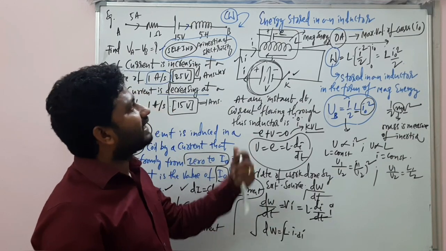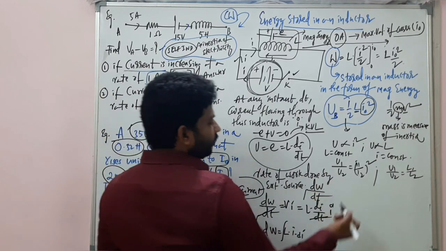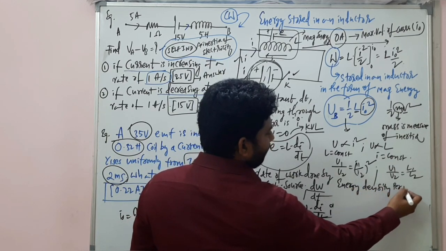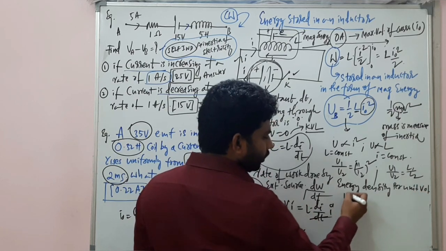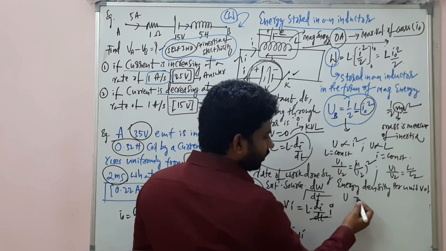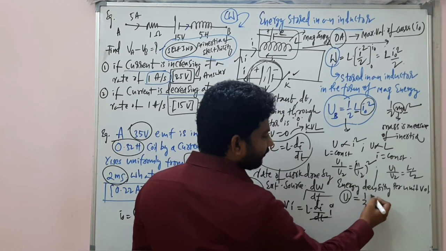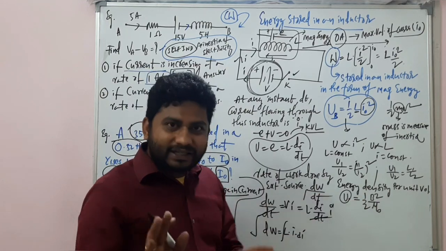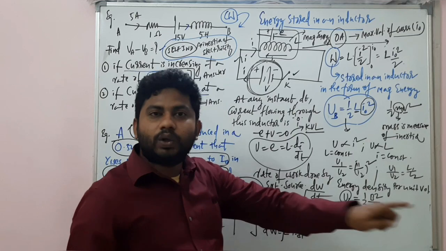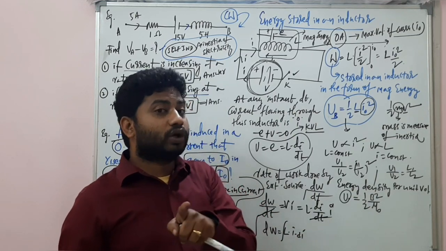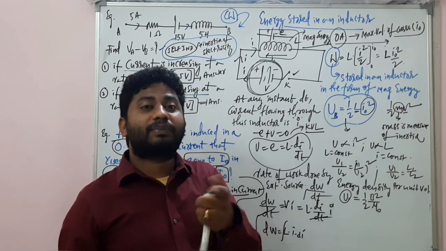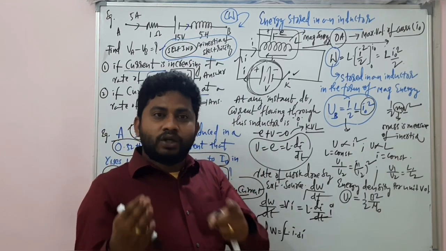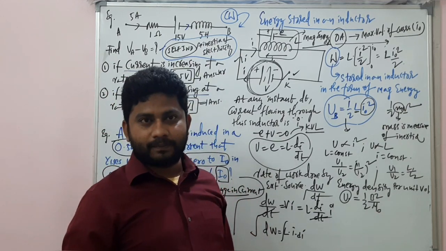Alright. Now, one more thing. The last part of this energy stored in an inductor is the energy density per unit volume, which is equal to half B square by mu naught. Remember, half B square by mu naught. B is the magnetic field associated with this inductor, and mu naught is the permeability of free space. You know the mu naught value, 4 pi into 10 raised to minus 7 Tesla meter per ampere. Alright. A similar equation you have already learned. I strongly believe you have already learned it in the parallel plate capacitor. Alright.